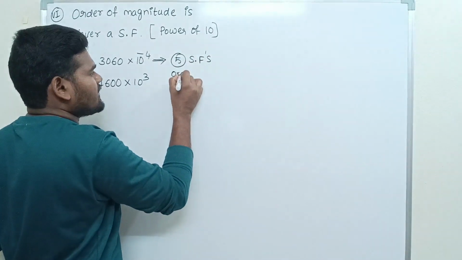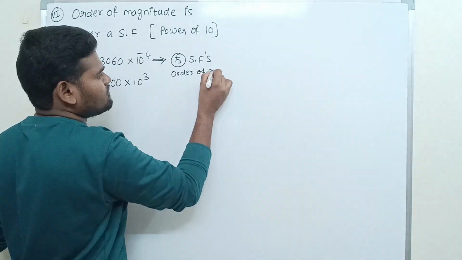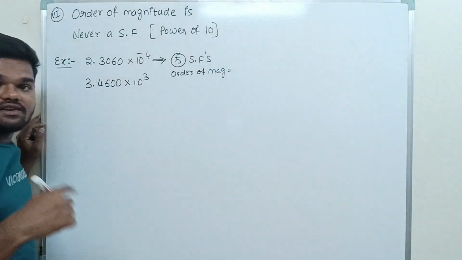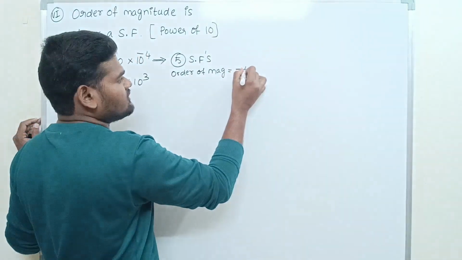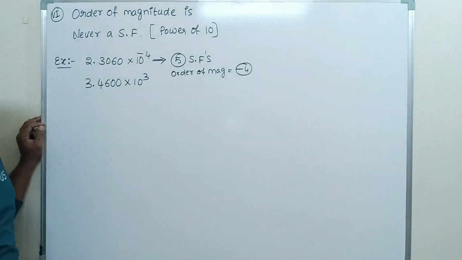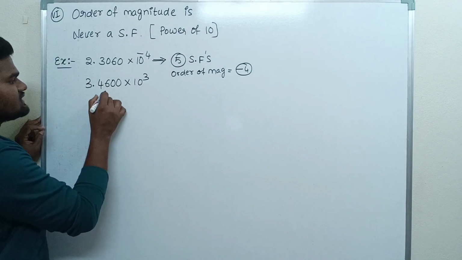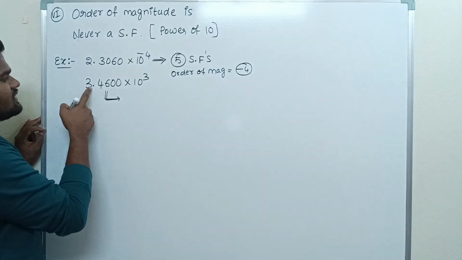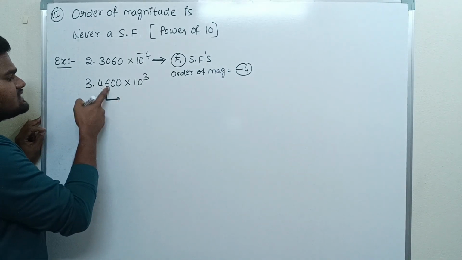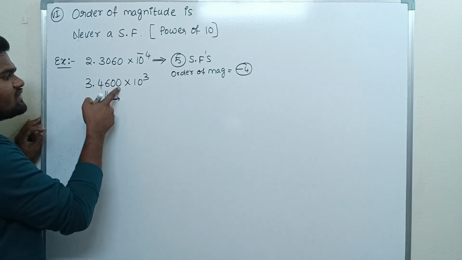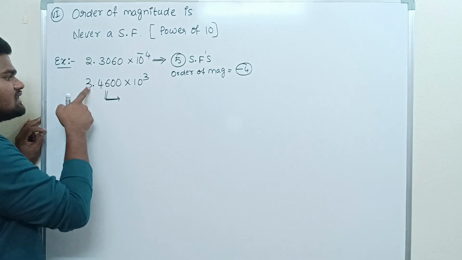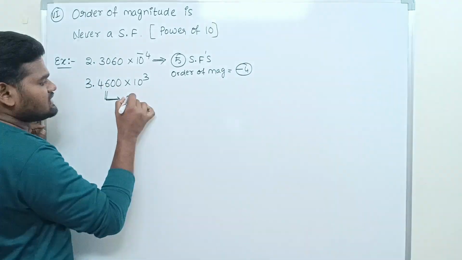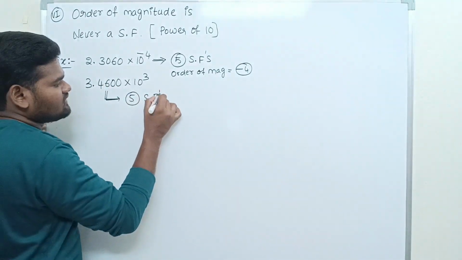And order of magnitude. How much? Order of magnitude is nothing but what? Power of 10. So power of 10 is equal to how much? Minus 4 is the order of magnitude. If you come to this, see, 3.4600, 3 non-zero digits, 2 ending zeros after decimal, also significant figures. How many total significant figures are there? 1, 2, 3, 4, 5. It also has 5 significant figures.